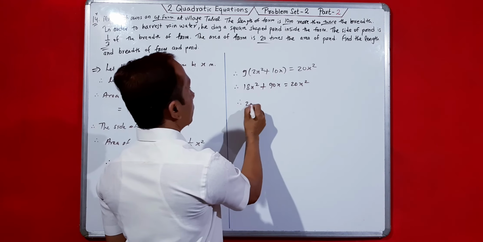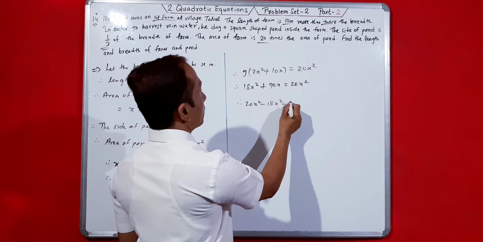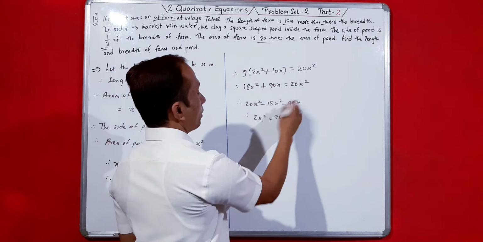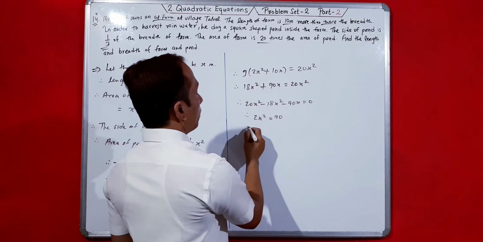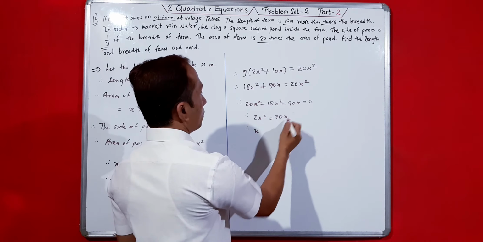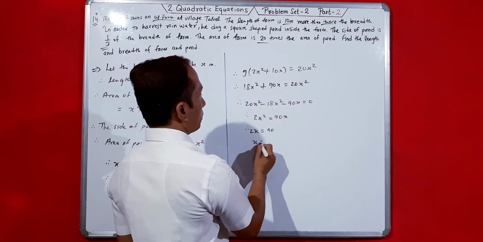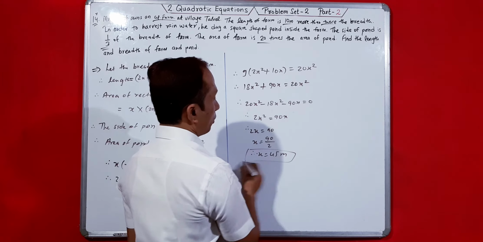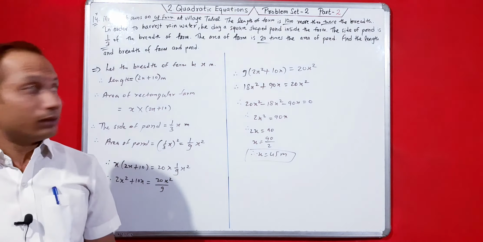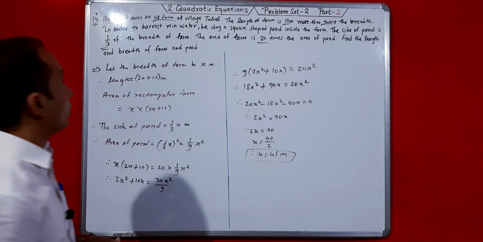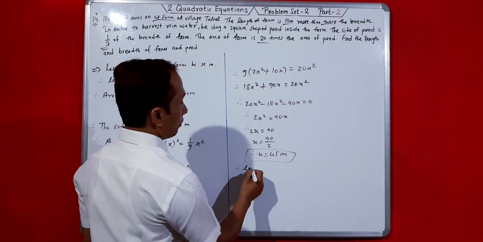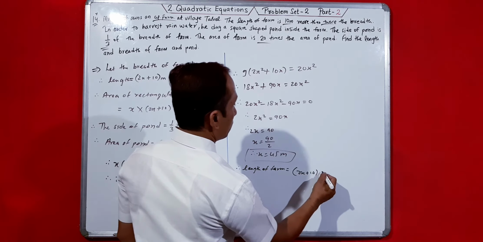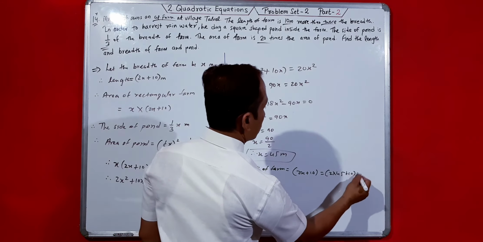Therefore 20x square minus 18x square minus 90x. So this will get 2x square minus 90x is equal to 0. Therefore I'll get x into 2x minus 90 is equal to 0. So 2x is equal to 90, so x is equal to 90 divided by 2, so x is equal to 45 meter. So we got this 45 meter. This is the breadth. Then length is equal to, you know that 2x plus 10, so it is 2 into 45 plus 10, so it is 100 meter.